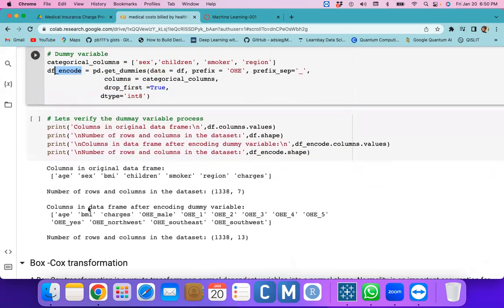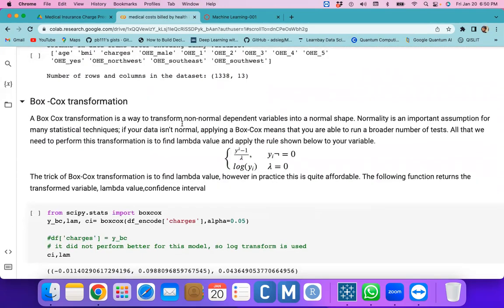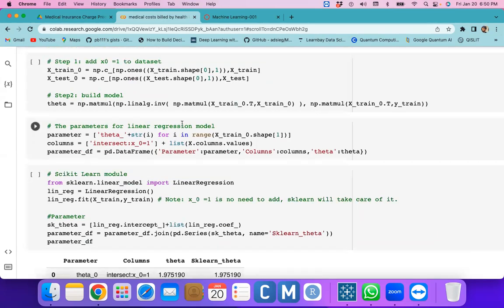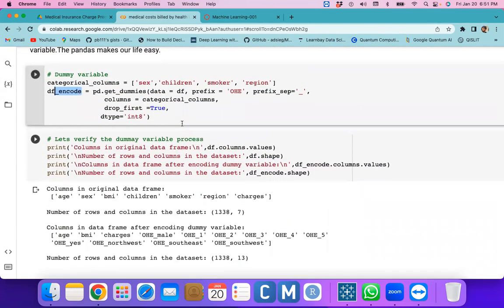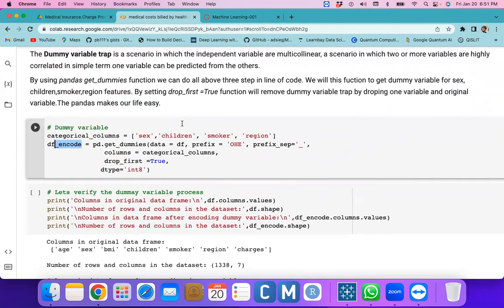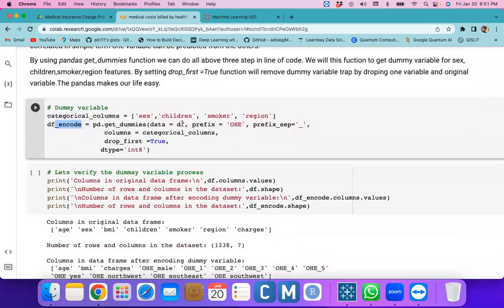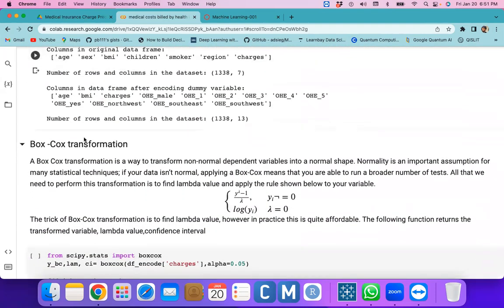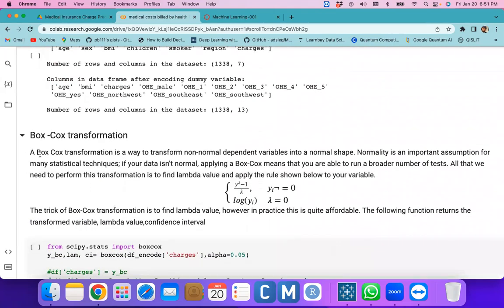Okay, so all that data, this df_encode, has the data in numbers only. Even if you display the data, everything is in number format. Most of the time we use dummy variables, label encoding or one-hot encoding. Okay, so your Box-Cox transformation: once you have the numerical format, we can go on to understand the Box-Cox transformation.